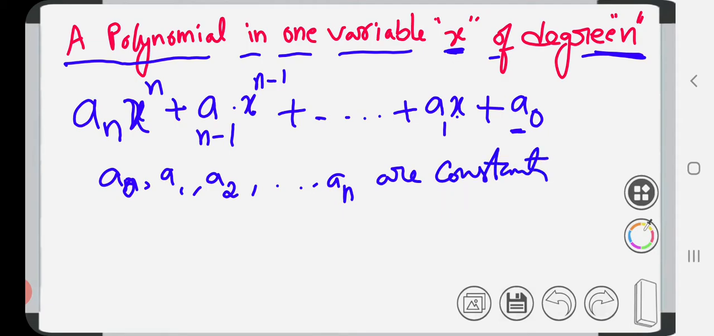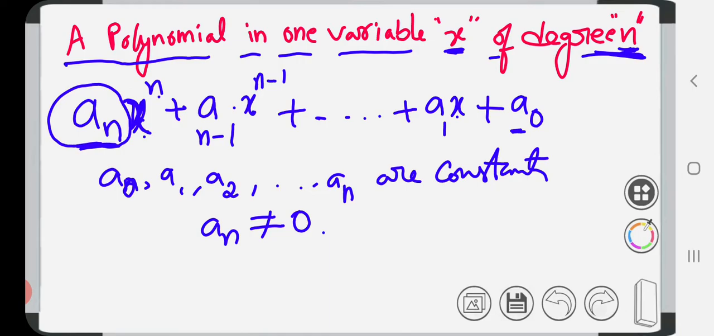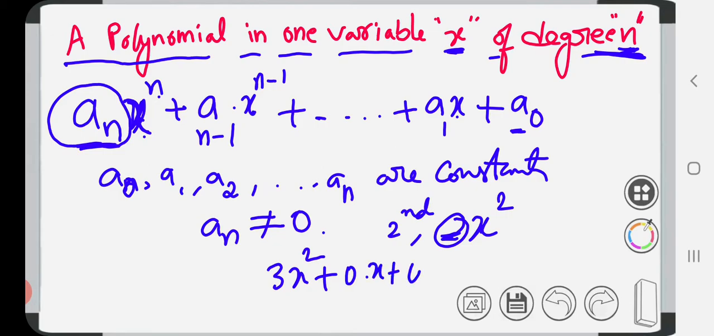And keep in mind, if you are writing an nth degree polynomial, then nth degree means x power n. The x power n coefficient must be non-zero. You have to take a_n not equal to 0. If you want to write a second degree polynomial, then second degree polynomial means we have to write x power 2. The x power 2 coefficient must be non-zero. That means you can write 3x square plus 0 into x plus 0. Like this you can write.